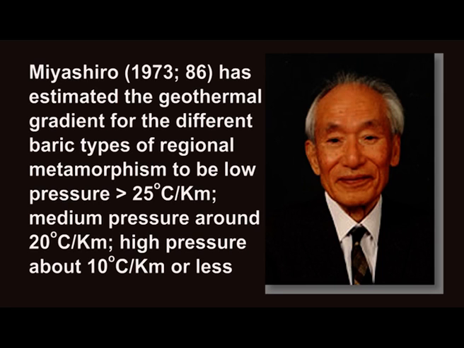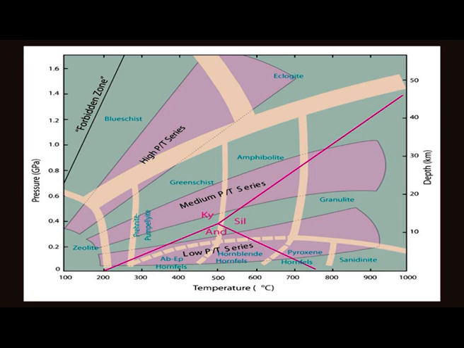Miyashiro in 1973 and 1986 estimated the geothermal gradient for the different baric types of regional metamorphism to be: low pressure, less than 25 degrees centigrade per kilometer; medium pressure, around 20 degrees centigrade per kilometer; and high pressure, about 10 degrees centigrade per kilometer or less. See the figure on the screen. Intrusive emplacement at shallow depth can impose a geothermal gradient as high as 100 degrees centigrade per kilometer or more on the adjacent rock.